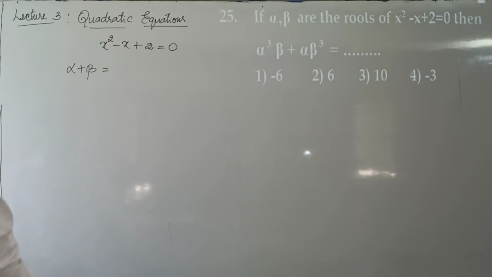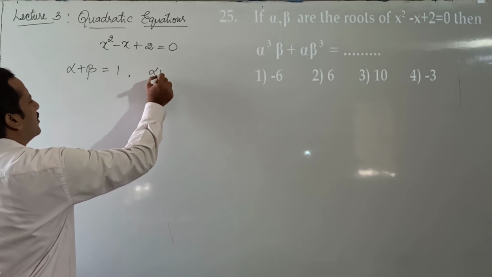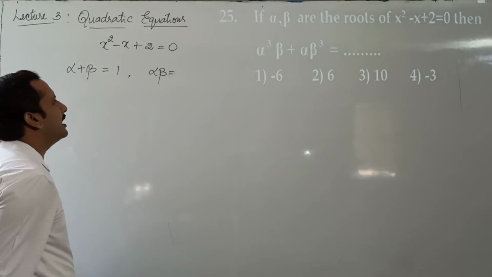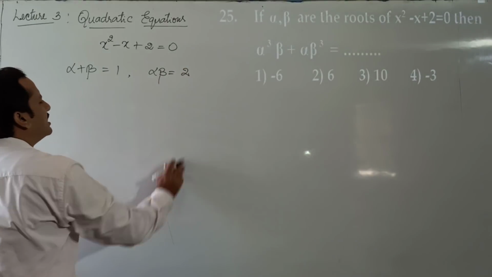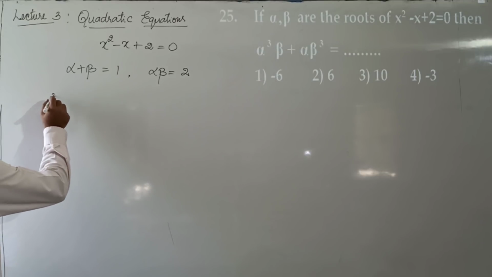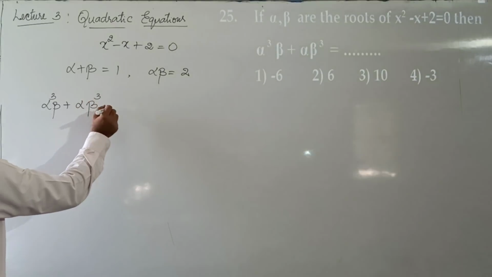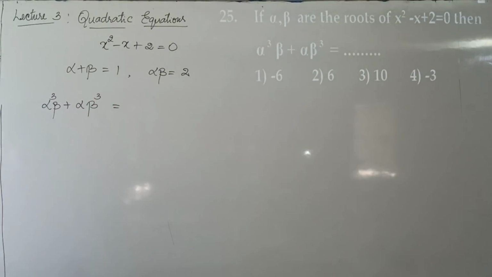So sum of the roots alpha plus beta is equal to minus b by a. That will give you 1. Product of the roots alpha into beta is equal to c by a. That will give you 2. Then we want alpha cube beta plus alpha beta cube. This is what we have to find out.